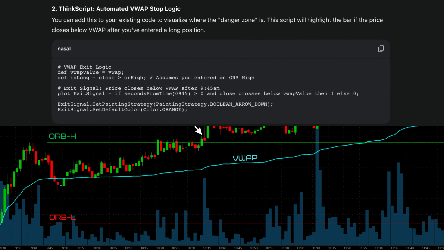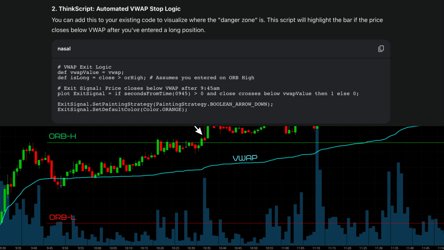2. ThinkScript: automated VWAP stop logic. You can add this to your existing code to visualize where the danger zone is. This script will highlight the bar if the price closes below VWAP after you've entered a long position. Exit signal: price closes below VWAP after 9:45 a.m.